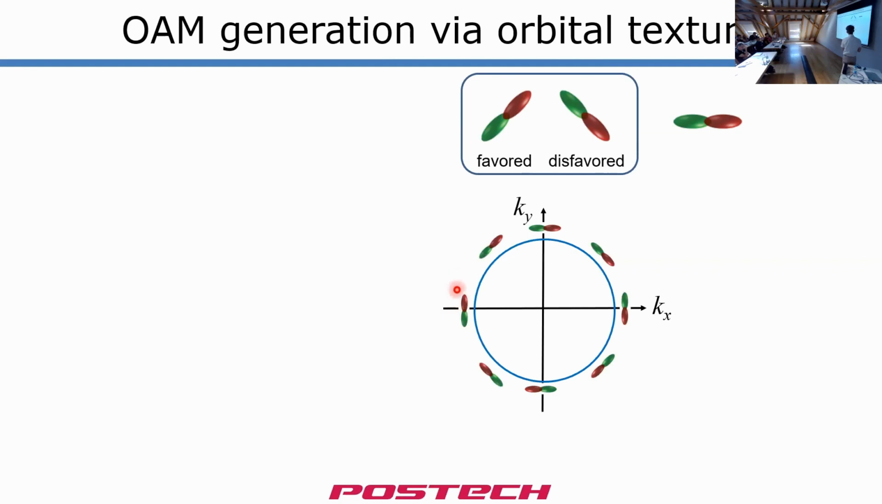Then the next question is how to prepare some superposition. Well, suppose we have a certain Fermi surface like this, and for each point on the Fermi surface, suppose the eigen wave function is something like this. So each eigenstate has a p character, but the direction of the p orbital is horizontal here, and vertical here, and it changes with the momentum.